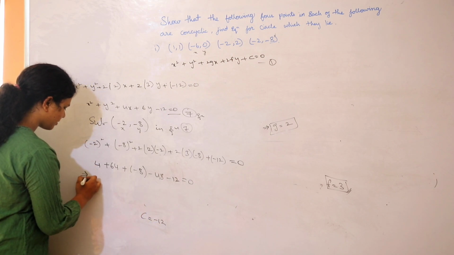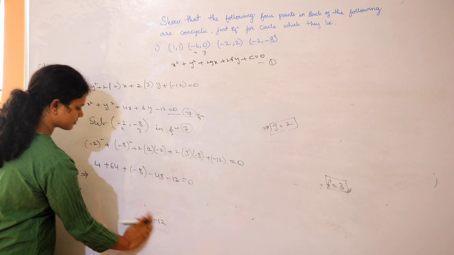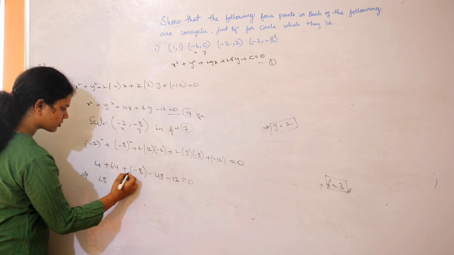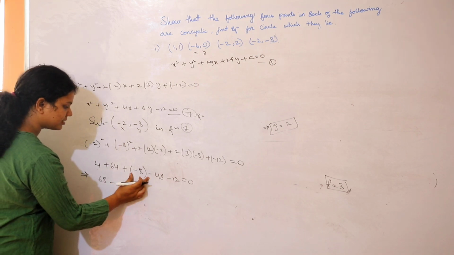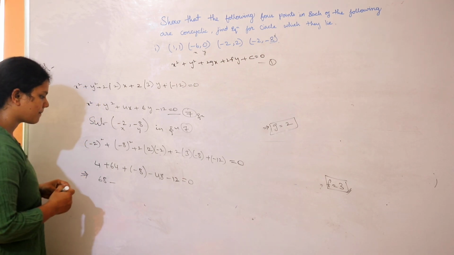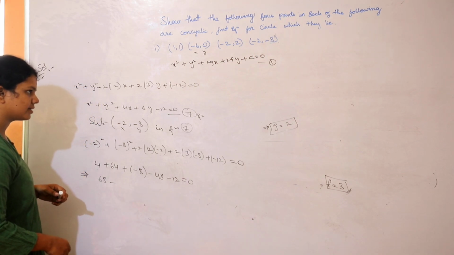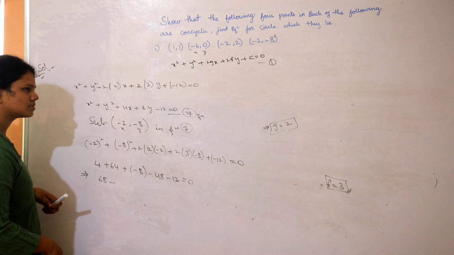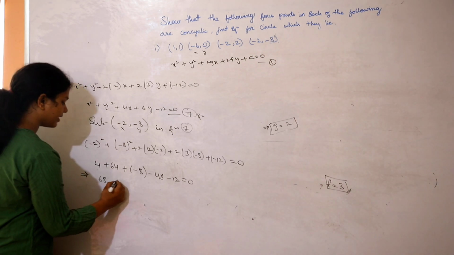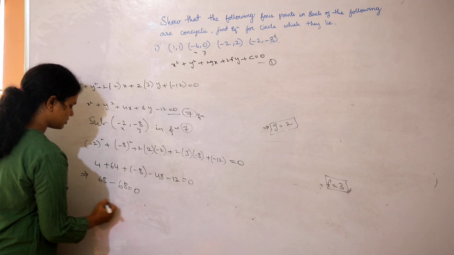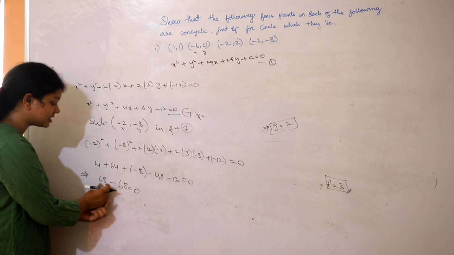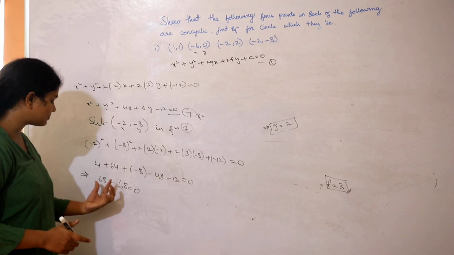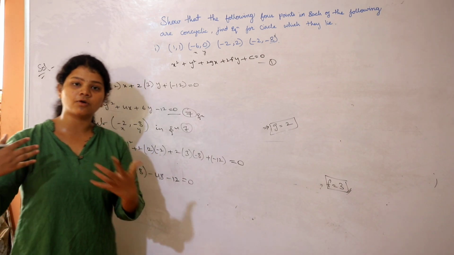Now what you do? 64 plus 4, 68. Minus 8, minus 48, how much? 48 plus 8 is 56, 56 plus 12 is 68. Equal to 0. So therefore we got plus 68 minus 68, which is nothing but 0. So therefore at last we got 0.